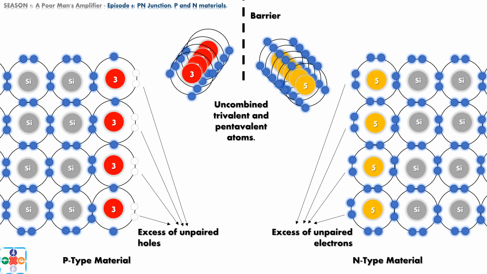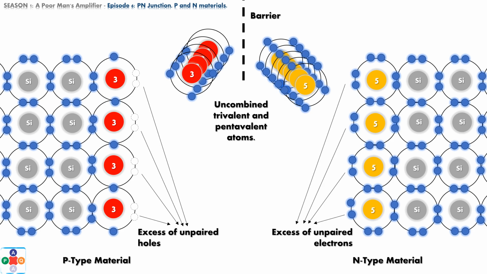From what we have previously learned, we know that trivalent atoms will combine with silicon atoms to create p-type material, leaving residual holes in the process, thus making the left side of the silicon crystal more positively charged. At the same time, pentavalent atoms will combine with silicon atoms on the right, creating n-type material, leaving residual electrons in the process, thus making the right side of the silicon crystal more negatively charged. However, this is not the end of the process.